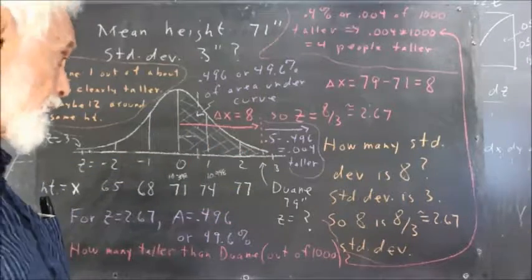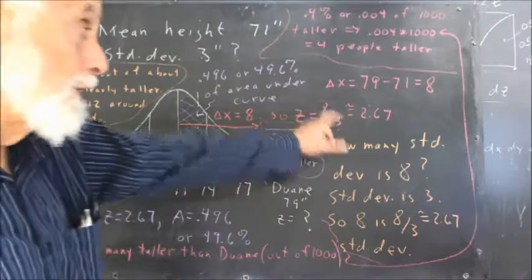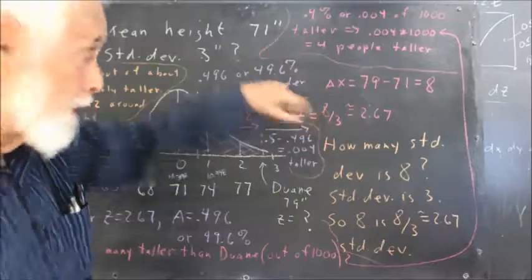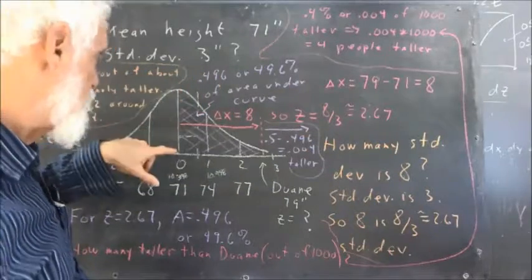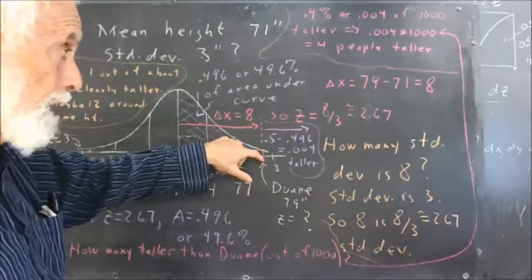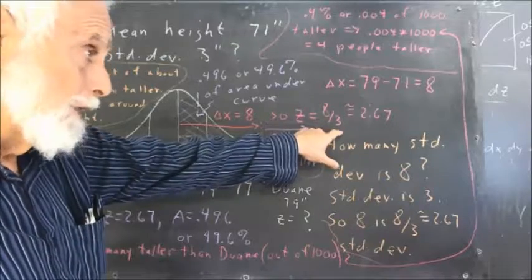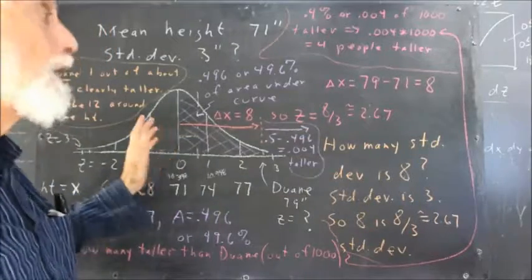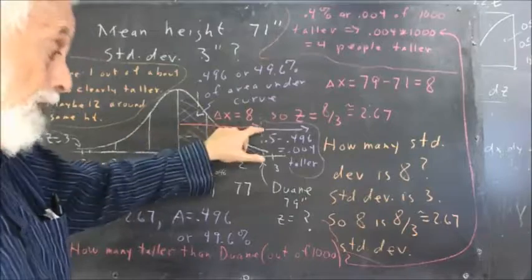what this picture is telling us, and how we found Duane's Z value by dividing the difference between the mean and Duane's height by the standard deviation in order to get the number of standard deviations that correspond to that difference.